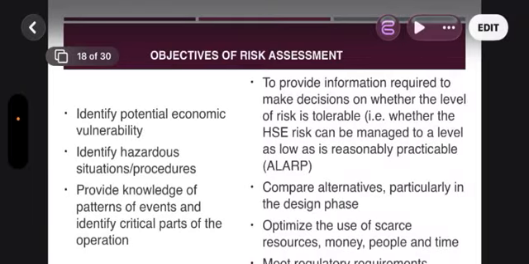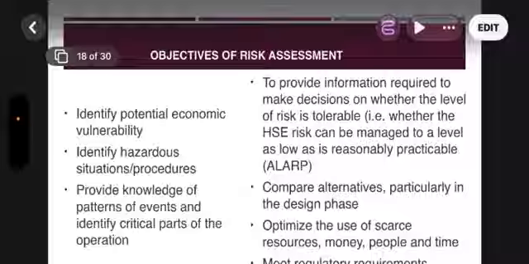Identify potential vulnerability. Identify hazard. Now I've talked about this. And to provide information required to make a decision on whether the level of risk is tolerable, whether the HSE risk can be managed to a level as low as reasonably practicable. You don't want to stop the job, you still need to continue the job, but you do want to reduce the severity of harm on the people and the environment.